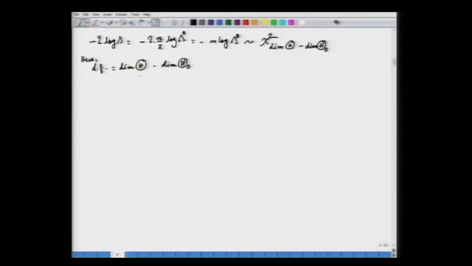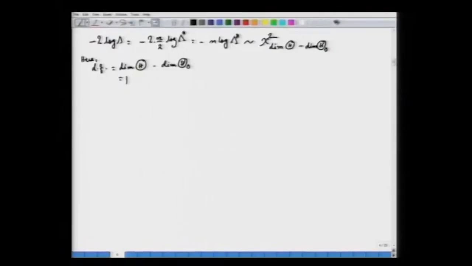Now, recall what this unrestricted parameter space looks like. We have k population means mu 1 to mu k, each of them a p dimensional vector. So, for the mean part, we have p k number of parameters, and then we have the covariance matrix sigma. What is the number of parameters there? Recall that sigma being a covariance matrix is symmetric.